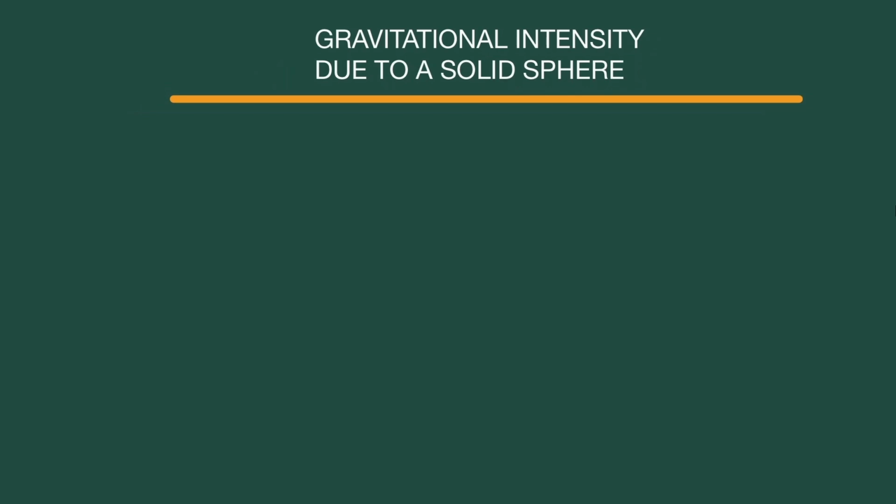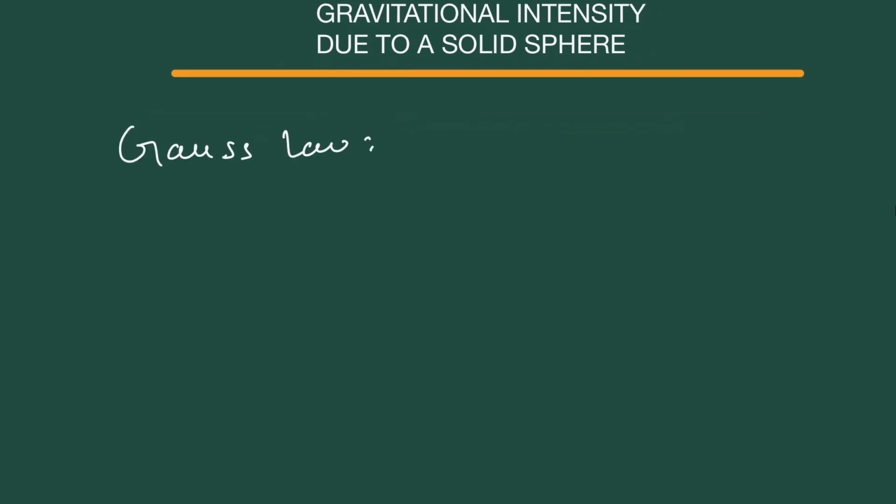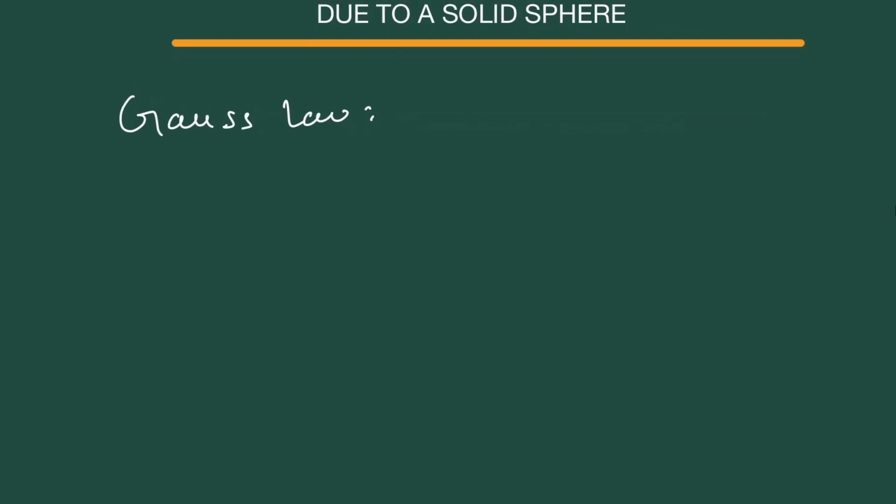So how do you calculate the gravitational intensity due to a solid sphere? Well, in order to do that, we are going to use the concept of Gauss law of gravitation. The Gauss law of gravitation simply states that if you have an integral I dot dA calculated over the entire surface, then that is just equal to 4 pi g times the mass enclosed.